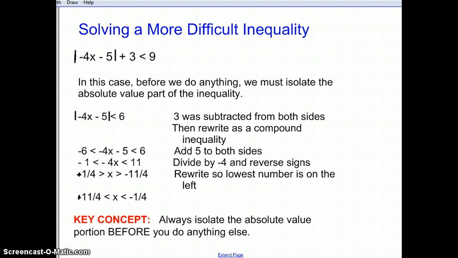The key concept here is that you always have to isolate the absolute value portion before you do anything else. If you start to solve with a number being added or subtracted from that absolute value, everything is going to be wrong, right? So make sure you do that first.